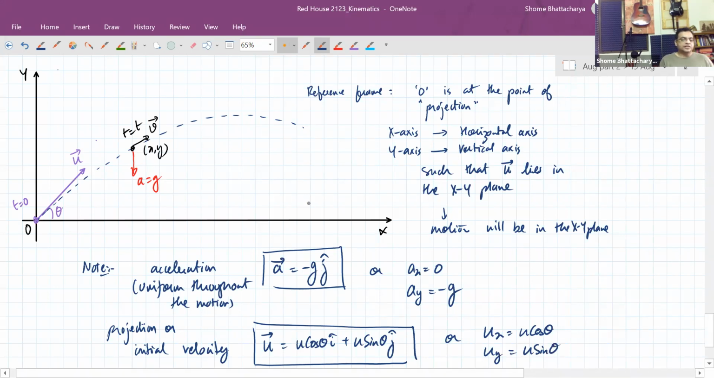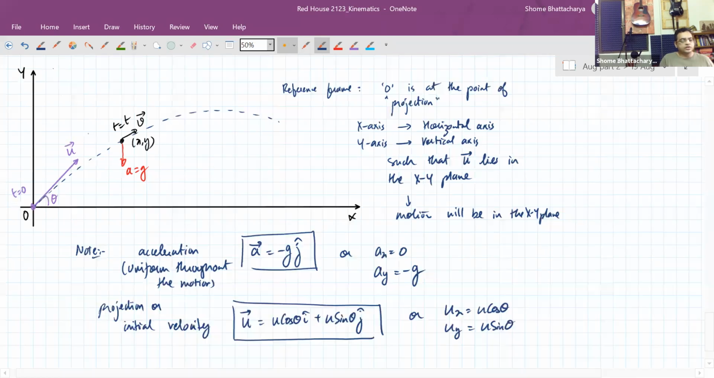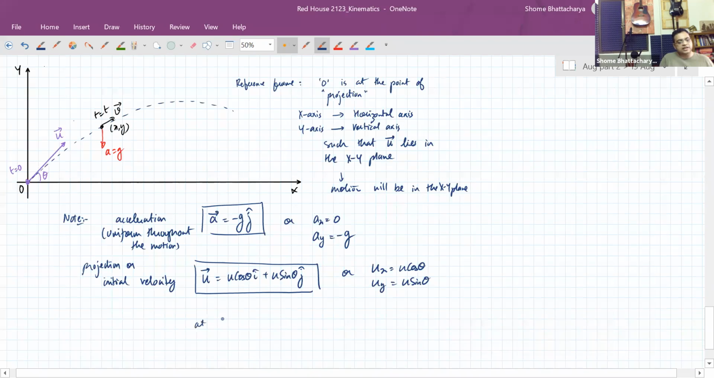This vector notation is what we're going to use next to solve the motion. Next, at time t equal to t, we want to find the instantaneous velocity and the position r, or the coordinates. Just make a note up to here and then we'll discuss further.